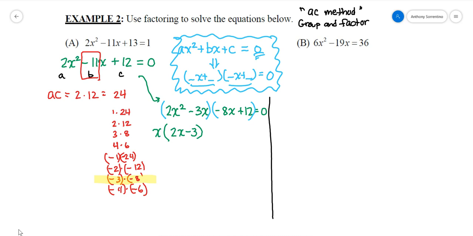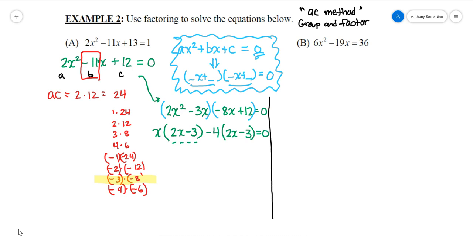For the next quantity, I want to do the same thing, but I also want to keep in mind that when I factor whatever I factor out of the second quantity, I would like this quantity to repeat again. And if I factor out a minus 4 or a negative 4, negative 8x divided by negative 4 is a positive 2x. Positive 12 divided by negative 4 is a minus 3.